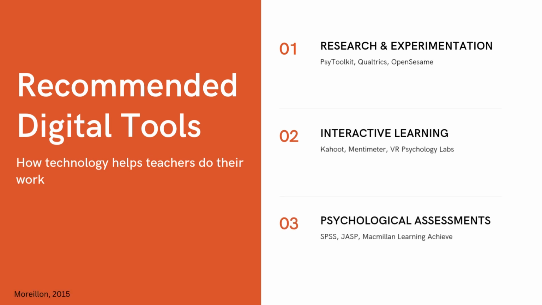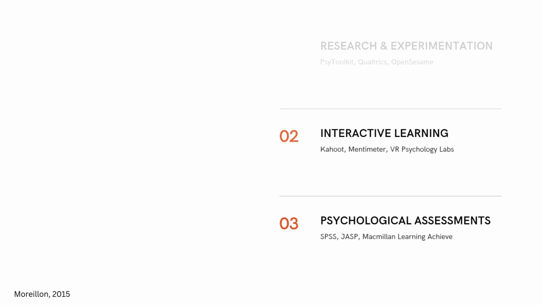All right, so recommending the right digital tools, how technology will help you do your work better. Psych Toolkit and Qualtrics for research and experimentation are some suggestions. Kahoot and Mentimeter are very user-friendly and offer real-time engagement through quizzes and polls. And of course, SPSS and JASP and other tools for statistical analysis in our psychology research. Choosing the right tools based on the course need will boost student interaction and engagement and improve learning outcomes.